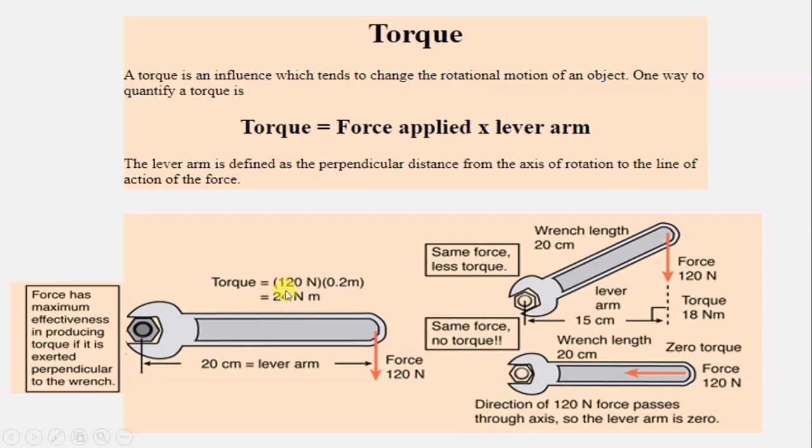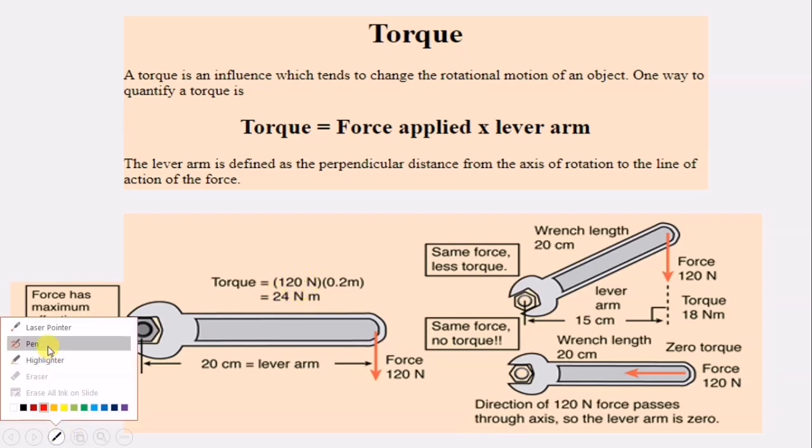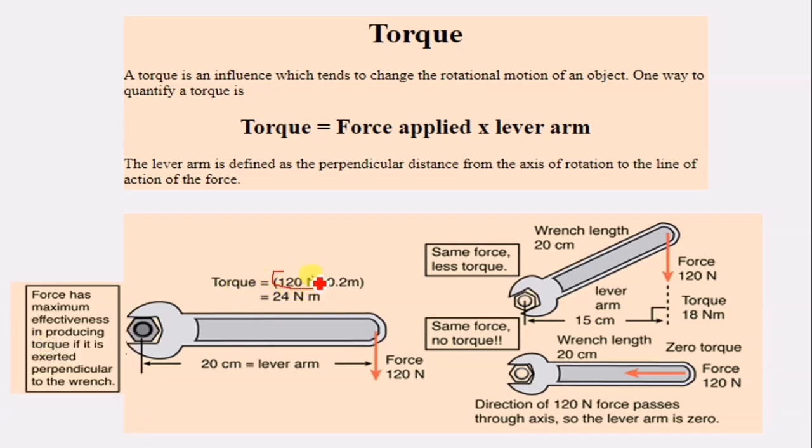See, they gave you the force, 120 Newton, and the length of the wrench is 20 centimeter, which is the same as lever arm, and for sure we have to convert it to meter before we plug it in our equation. So 20 centimeter divided by 100 gives 0.2 meters, and this is the answer for the torque. So force has maximum effectiveness in producing torque if it's exerted how?